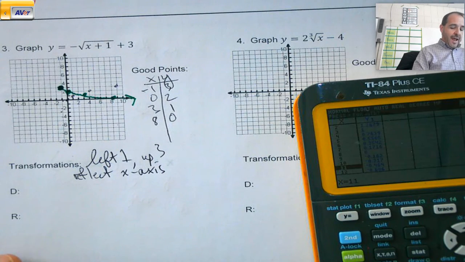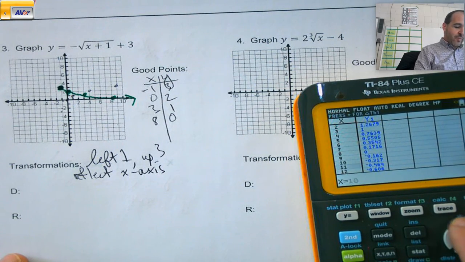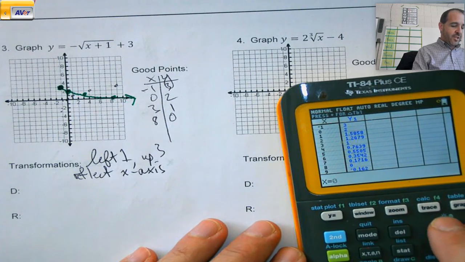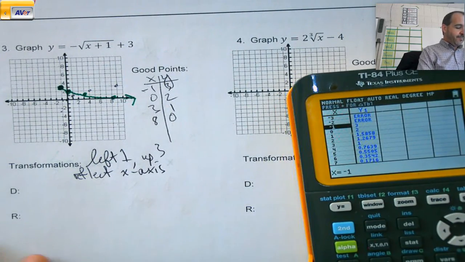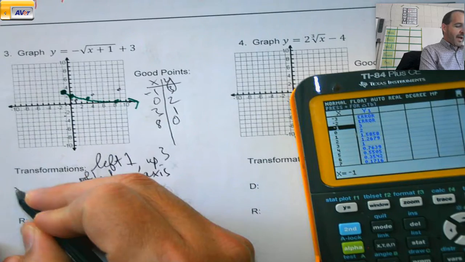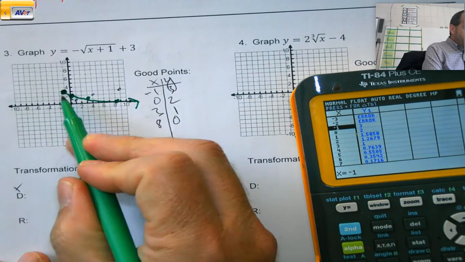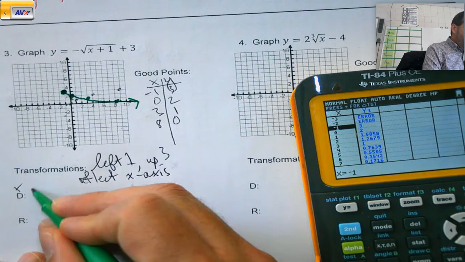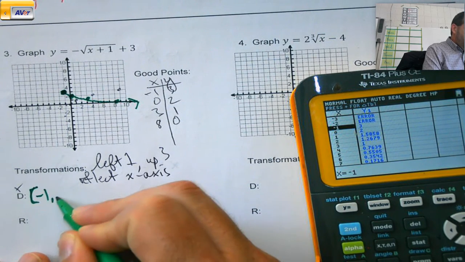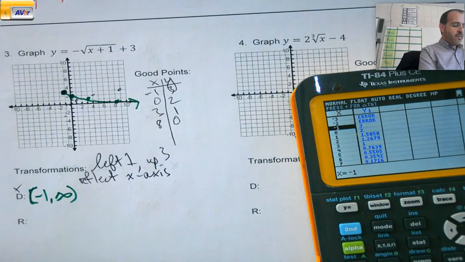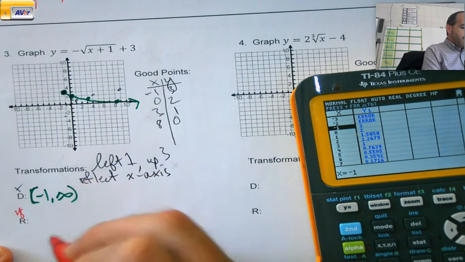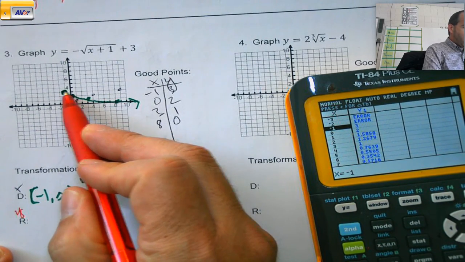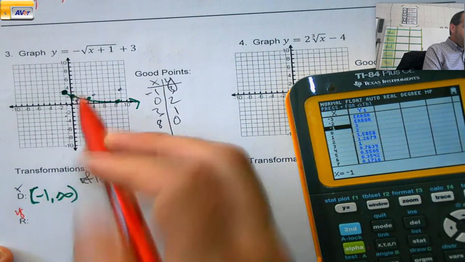Domain and range, what happens? Now I want to make sure we stay on the calculator for a minute, just to remind us of some things. Okay, domain, x's. Where does it start? Right here. What's the x value right here? -1. And for my range, my y's, same point, but again, it's the y value at that point, which is 3.